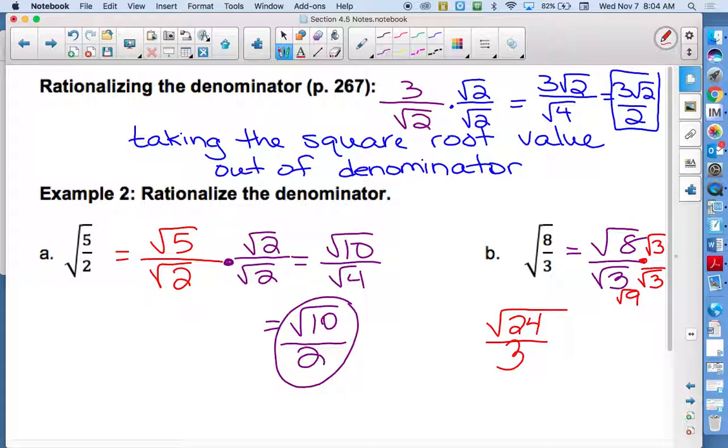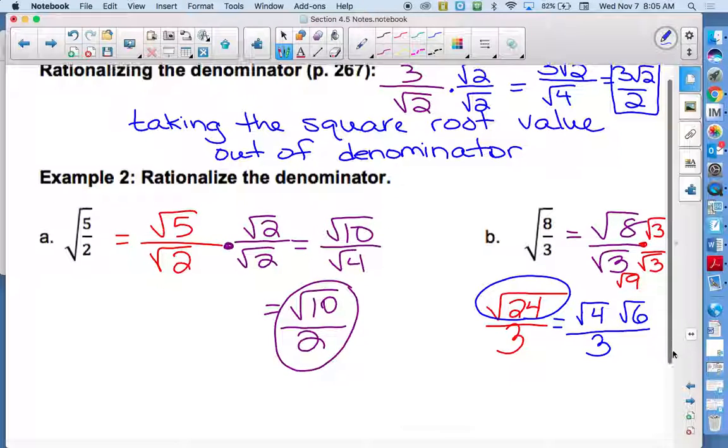Julian, can the square root of 24 be simplified? Can that be broken up? What could we break that up into? 24. You could have the square root of 4 and the square root of 6. There you go. So if the square root can be broken up, we still need to do that. So we can't just leave it at the square root of 24 because that can be simplified.